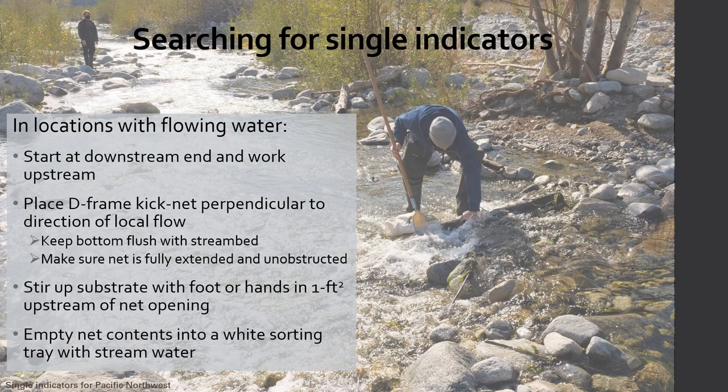There are different collecting techniques beyond a visual search of available habitats that are effective in in-stream habitats. For instance, in locations with flowing water, start at the downstream end and work your way upstream. Keep the D-frame kick net perpendicular to the direction of flow with the bottom flush with the stream bed. Make sure the net is fully extended and unobstructed, then stir up the substrate with your foot or hands in a 1 square foot area upstream of the net.